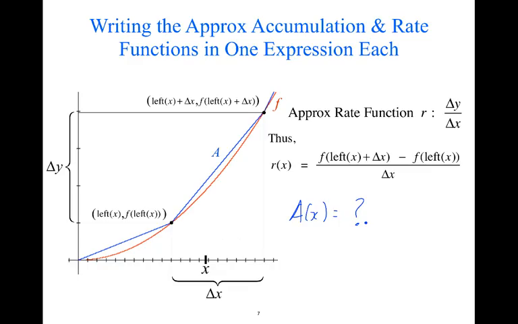So what we did on the previous screen, we wrote A of x in many lines, right? We did what? Y initial plus the change in y. We did it for each individual moment. Now we can do it in one line. We can write A of x in one line now that we have the constant rate function.